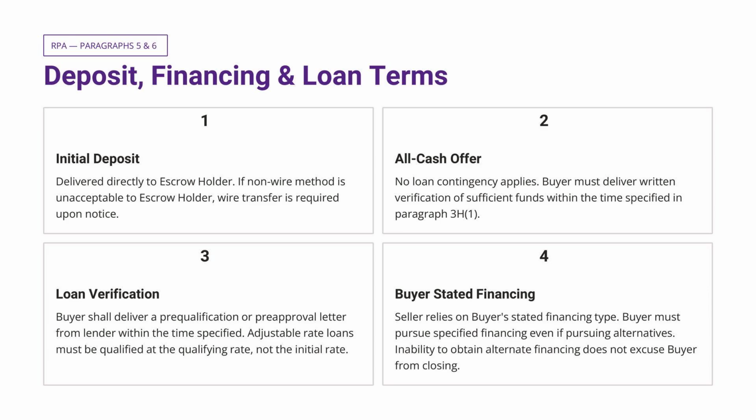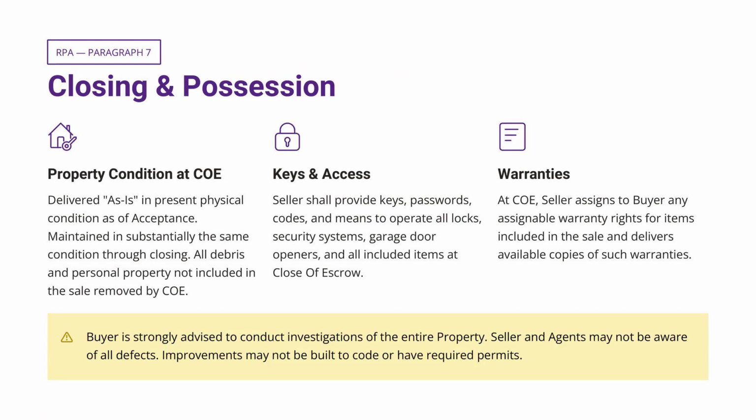applies. It also details the necessity of loan verification letters and clarifies that the seller relies on the buyer's stated financing type. At the close of escrow, the property is delivered as is, maintained in its current physical condition, with all debris removed. Sellers provide keys and access for all systems. All assignable warranties are transferred to the buyer.